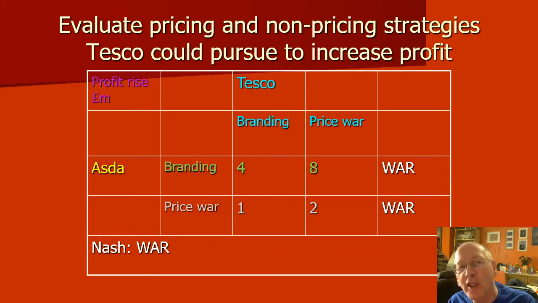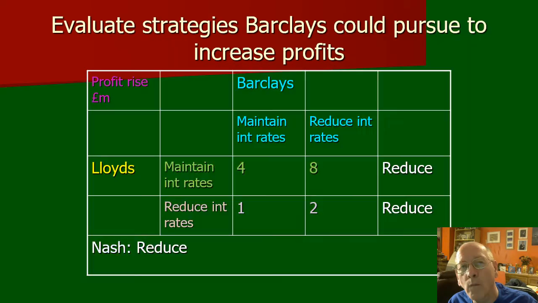What if the question is for you to evaluate pricing and non-pricing strategies? Well, you pick one of each, and you'll notice all I've done is change the words in the matrix. What if we change the industrial sector to banking? Evaluate strategies Barclays could pursue to increase profits. Rather than talking about prices, I'm now talking about interest rates. But apart from that, everything is exactly the same.